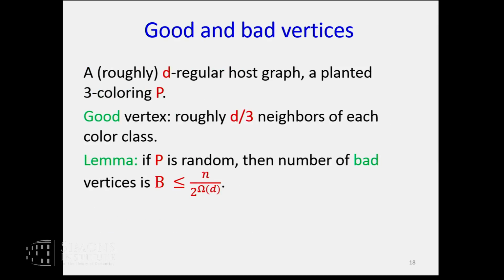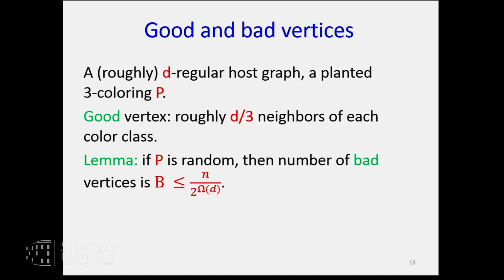Another thing that would be helpful in understanding the algorithms is the notion of good and bad vertices. Let's suppose the host graph is roughly D regular. D can also be a function of n, so think of square root n regular as also okay. And we have a planted legal coloring P. If the coloring was random, then typically every vertex has 1/3 of its neighbors in each of the color classes, and the edges connecting it to vertices in its own color class are removed. If this is the situation, we refer to this vertex as good. And if this is not the situation, we refer to the vertex as bad.